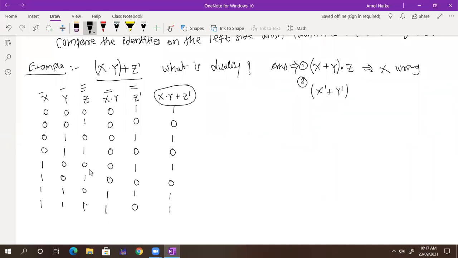Okay. Then we have plus. We can write down dot, and then we have z. We can write z only because the negation gets cancelled. So I think this is my correct answer.